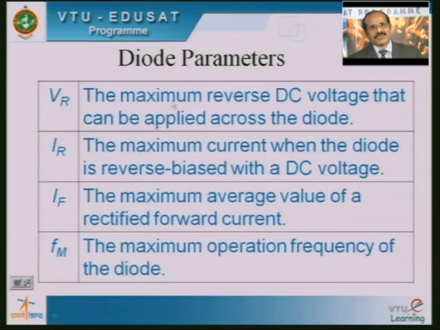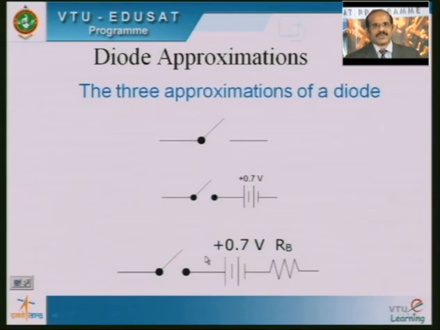We have also seen a few diode parameters we have defined. One is called VR, the maximum reverse DC voltage that can be applied across the diode. We have also defined IR, the maximum current when the diode is reverse biased with a DC voltage. Similarly, we have IF, which is defined as the maximum average value of the rectified forward current, whereas FM is the maximum operating frequency of the diode.